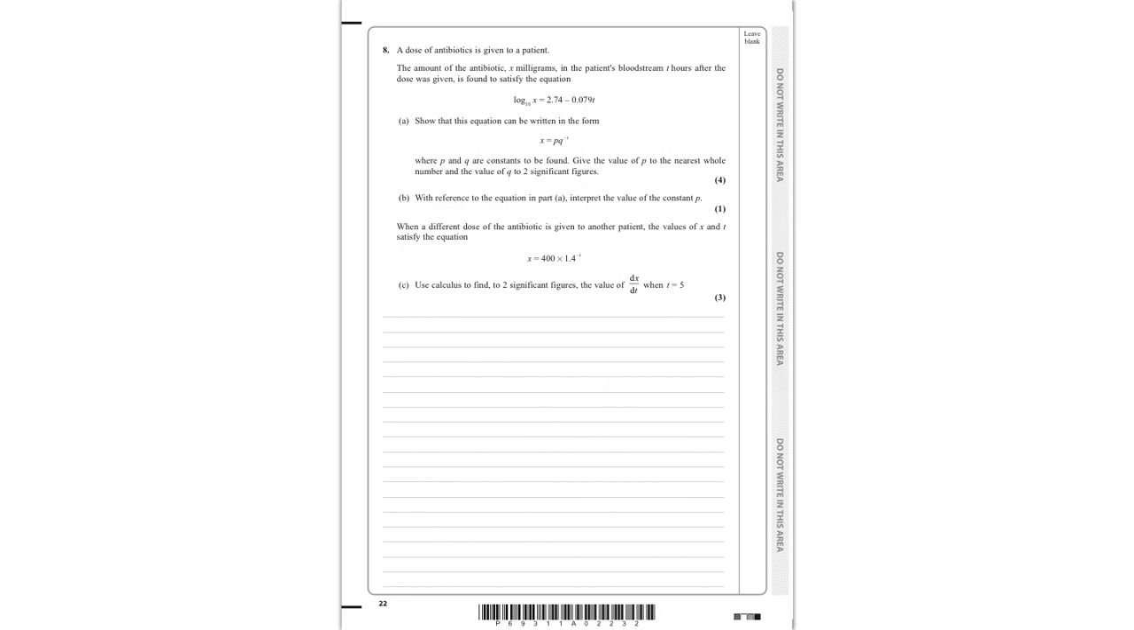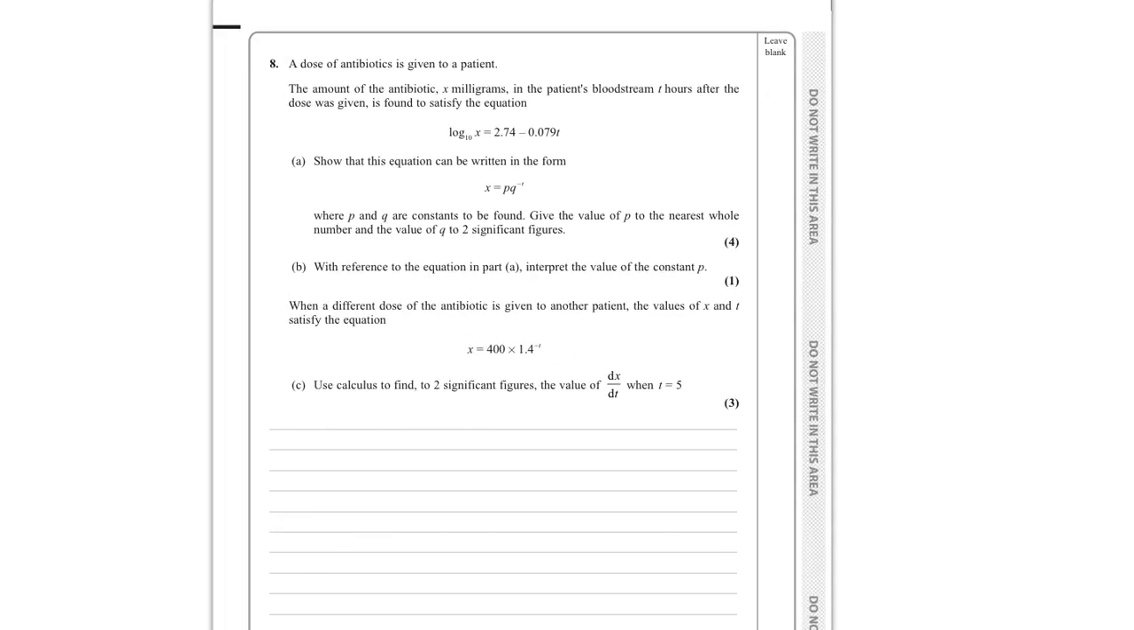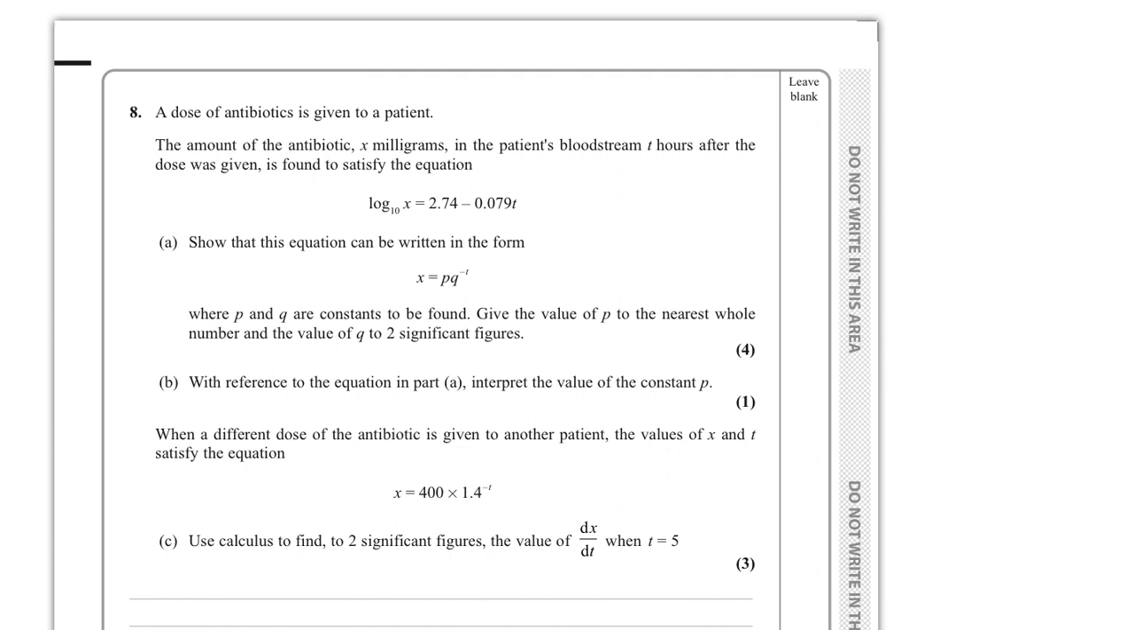Oh, so we do have a log 1, but no graph. That's okay. A dose of antibiotics is given to a patient. The amount of antibiotics, x milligrams, in the patient's bloodstream, t hours after the dose was given, is found to satisfy this equation. Show that this equation can be written in this form.